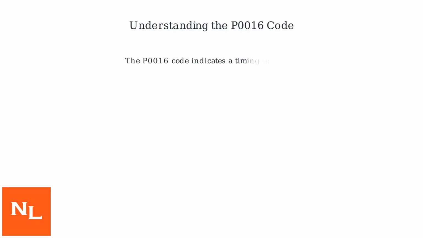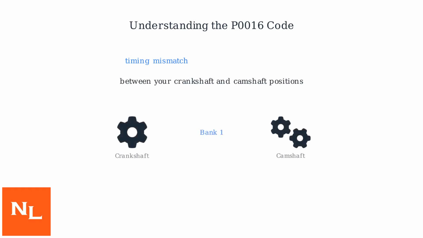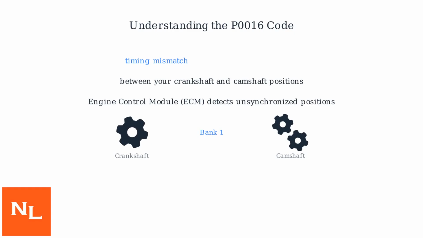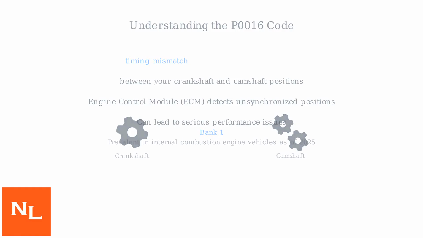The P0016 code indicates a timing mismatch between your crankshaft and camshaft positions on bank 1, the side of the engine with cylinder 1. The engine control module detects that these components aren't properly synchronized. This can lead to serious performance issues and remains prevalent in internal combustion engine vehicles as of 2025.